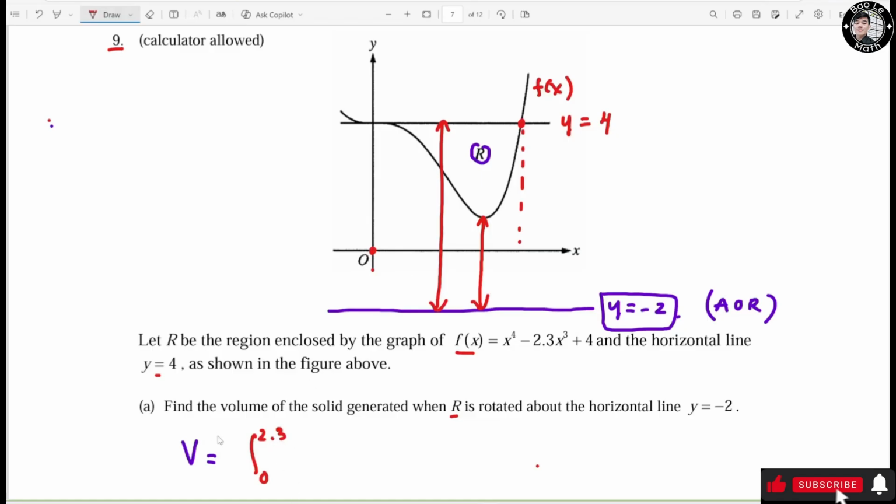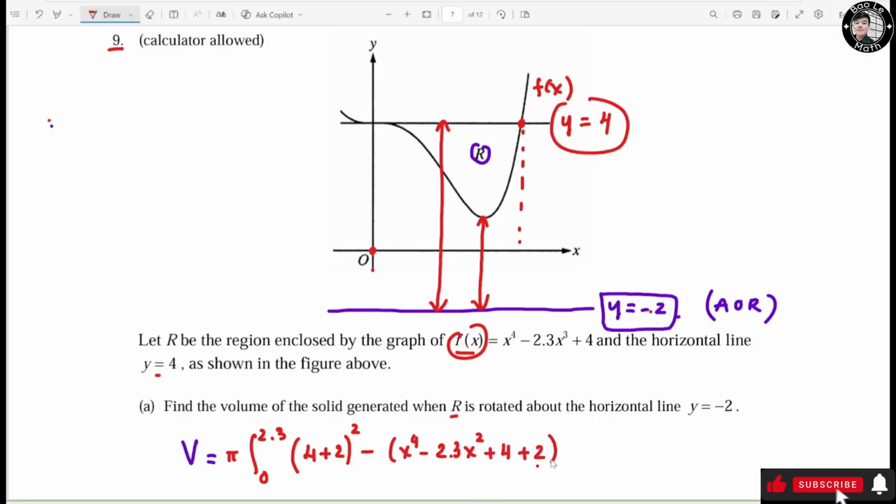So we have the integral from 0 to 2.3. Don't forget to put pi in the front. The outer radius is the difference between 4 and negative 2, so 4 minus negative 2, which means add 2, altogether squared. Subtract the inner radius, the difference between f of s and the line, so it could be s to the 4 minus 2.3 s cubed plus 4 subtract negative 2, you're gonna add 2, squared, and then ds.